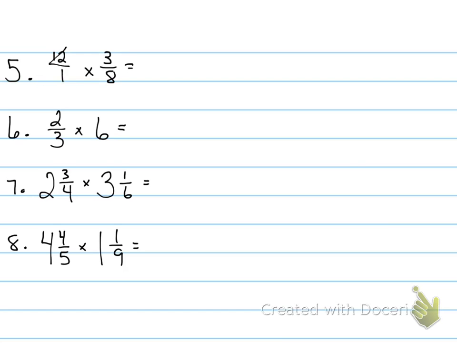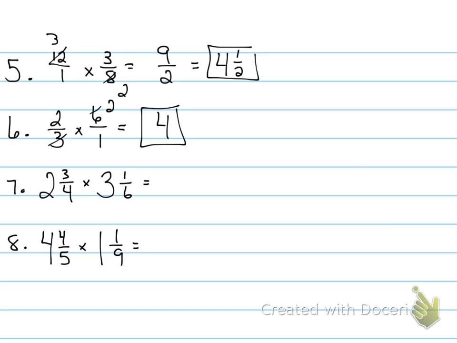Okay, so 12/1. Can I cross-reduce? Yes. I can cross-reduce, so that becomes 3/2 times 3, 9 over 2, 4 1/2. Did y'all get that right? Okay, so now 2/3 times 6, change it to 6 over 1. Cross-reduce the 3's, and this is easy, it's just 4.